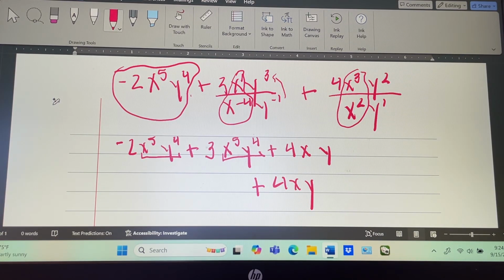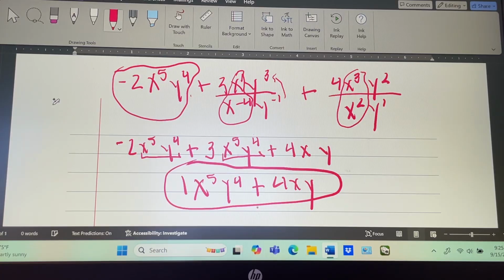But let's look at these 2 that we can add. We have 3 x to the 5th y to the 4ths. We're taking away 2 of those x to the 5th y to the 4ths, which leaves us with 1 left. So we have 1 x to the 5th y to the 4th, and that's the answer to our problem because those are not like terms and we can't combine them. Now, you don't need the 1, so that would be the same answer if you wanted to leave it like that.